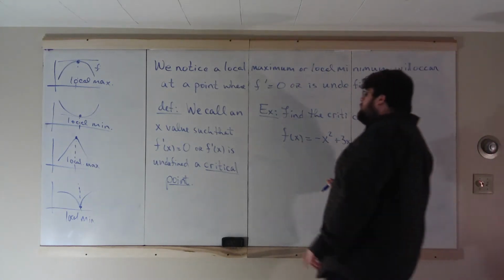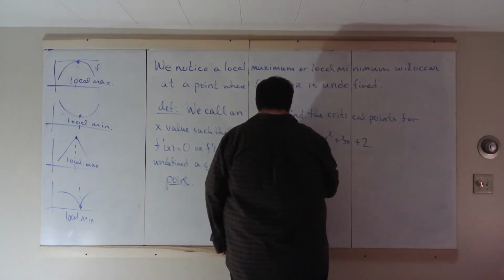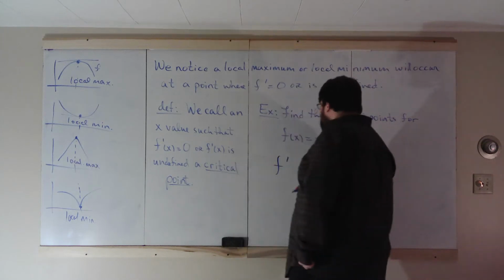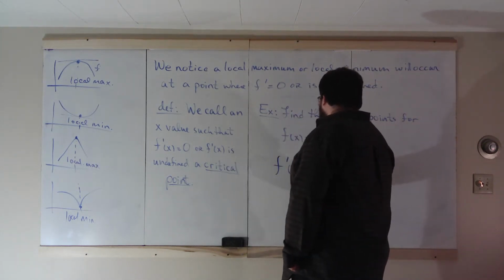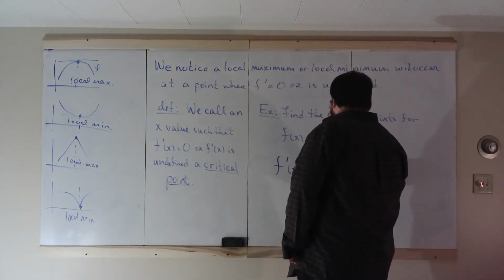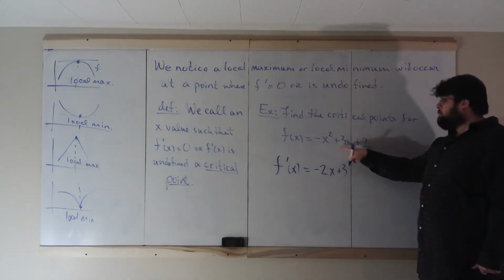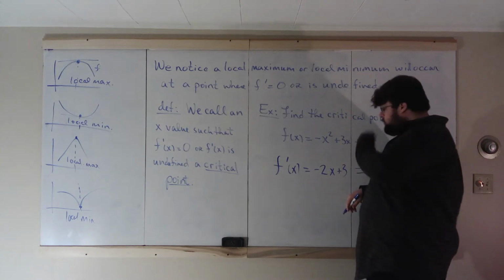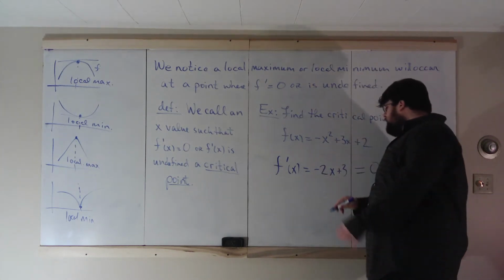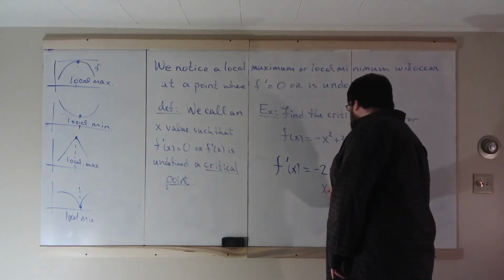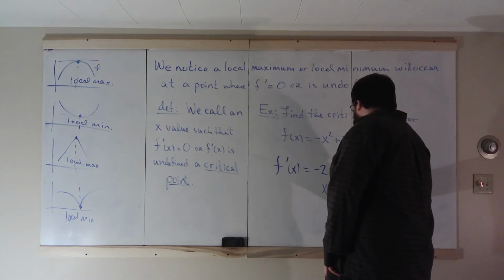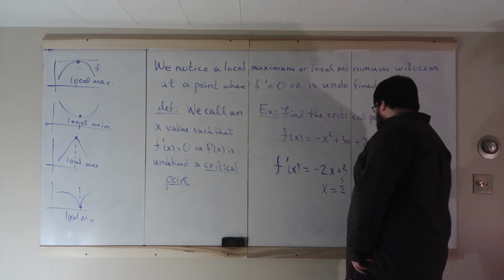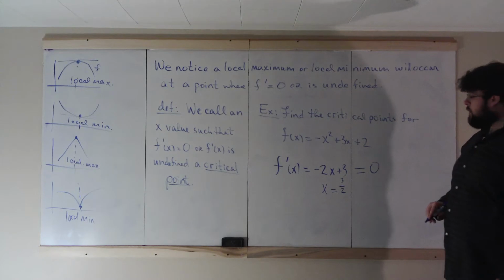Well, we need where the derivative is 0 or undefined. So let's find the derivative, set it equal to 0, and find where it's undefined. The derivative is negative 2x plus 3 plus 0. We want to set this equal to 0. Subtract 3, divide by negative 2, and you get x equals 3 halves. So that's where the derivative is 0.